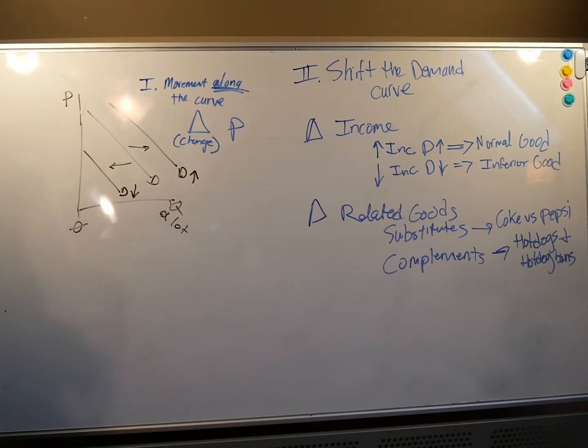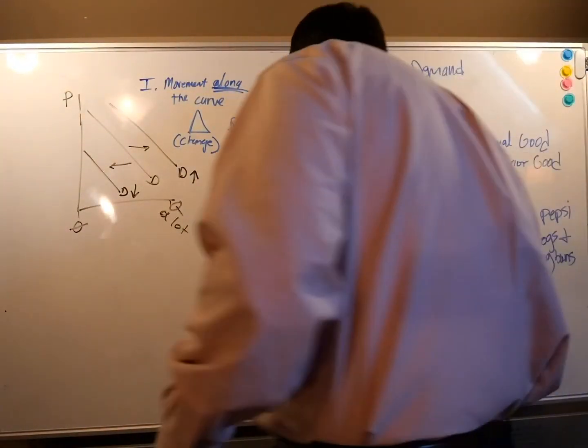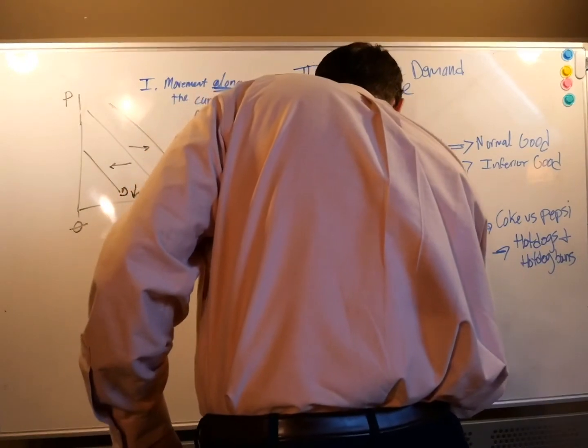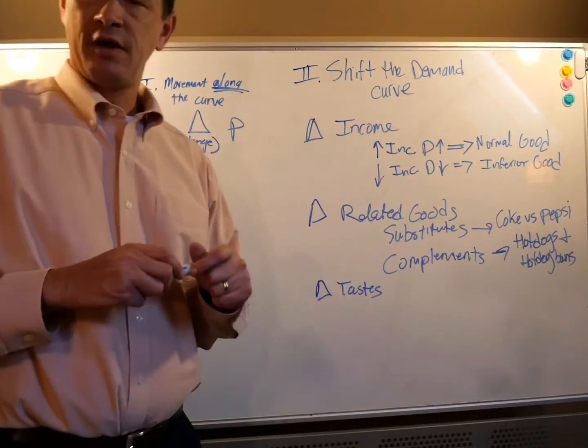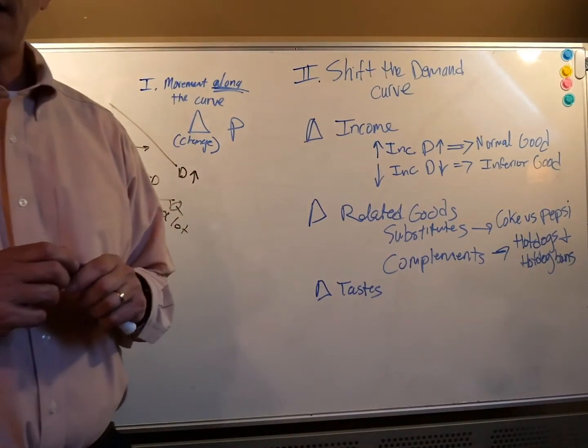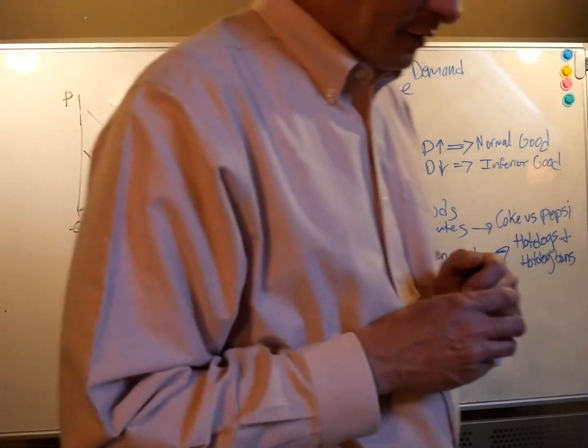All right. Another reason why demand might shift, change in tastes. I used to hate Brussels sprouts. My mom made me eat them, and I hated them. Now I love them. Put enough balsamic vinaigrette on them, blister them in a hot oven, and they're delicious. My tastes have changed. That affected my demand for Brussels sprouts.